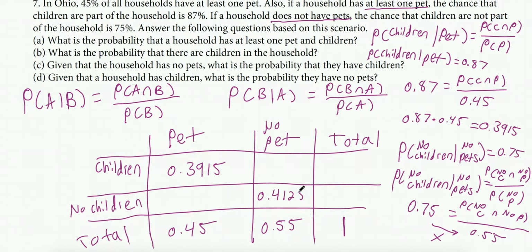0.4125. Now I think we can solve for everything. All right, so how do we do that? So let's just focus on this column. If we look down vertically, the total of having no pets is 0.55 and no children is 0.4125. So how do we find the children no pet? Well, you just do 0.55 minus 0.4125.